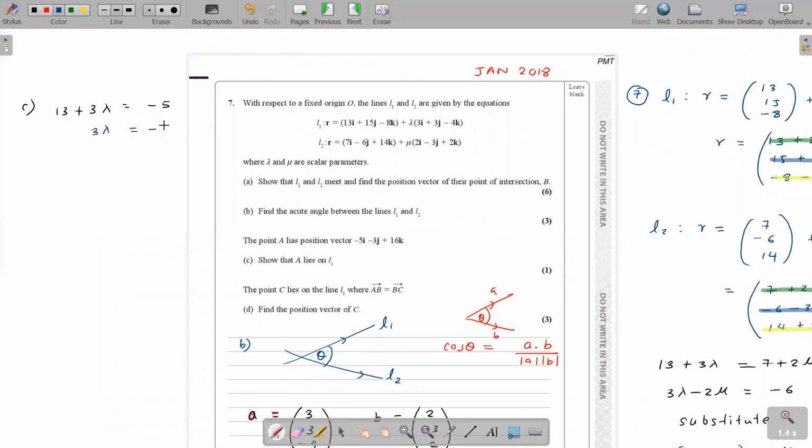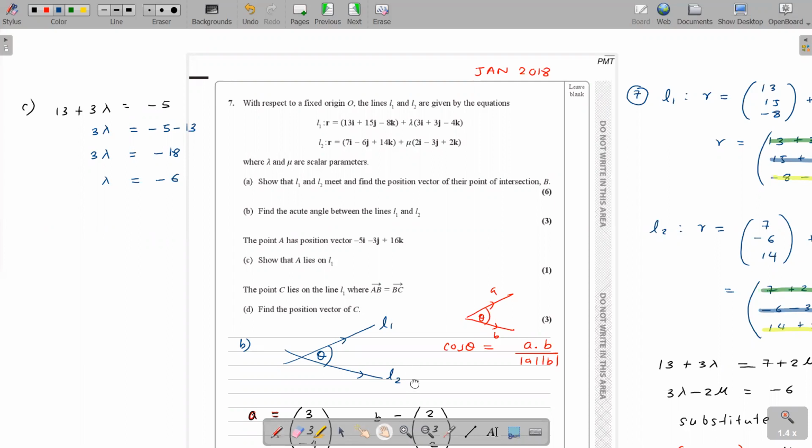So 3 lambda equals minus 5 minus 13. Minus 5 minus 13 is minus, how much? Minus 18, isn't it? So lambda equals minus 18 divided by 3, which is minus 6. Okay, so lambda is minus 6, and this is the lambda value.